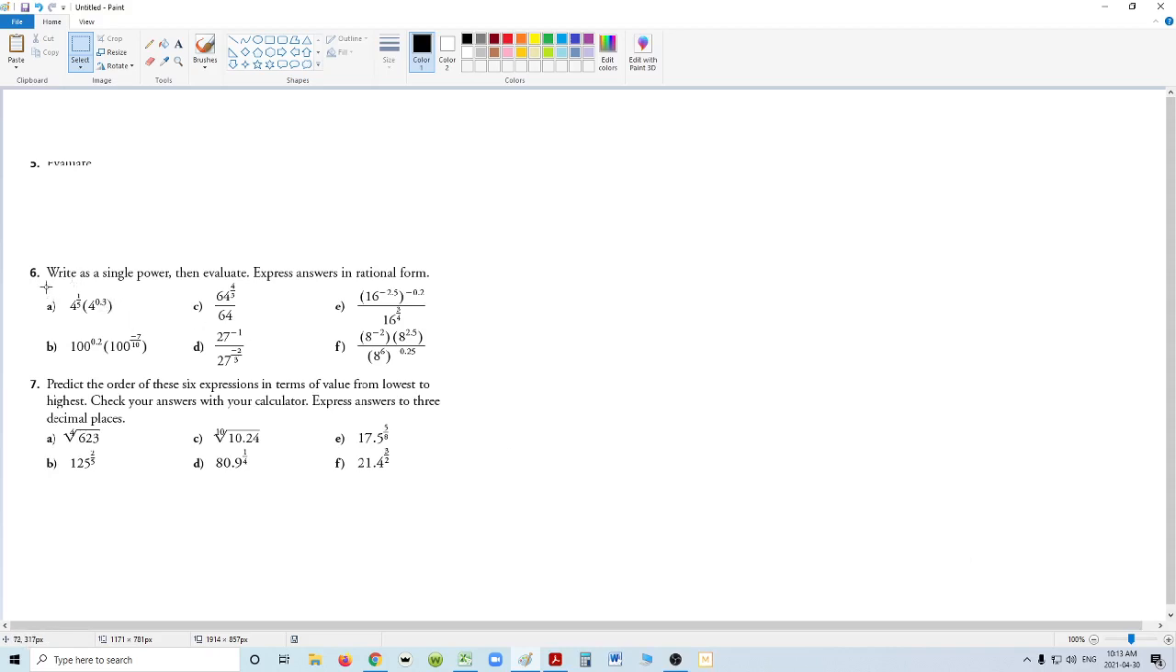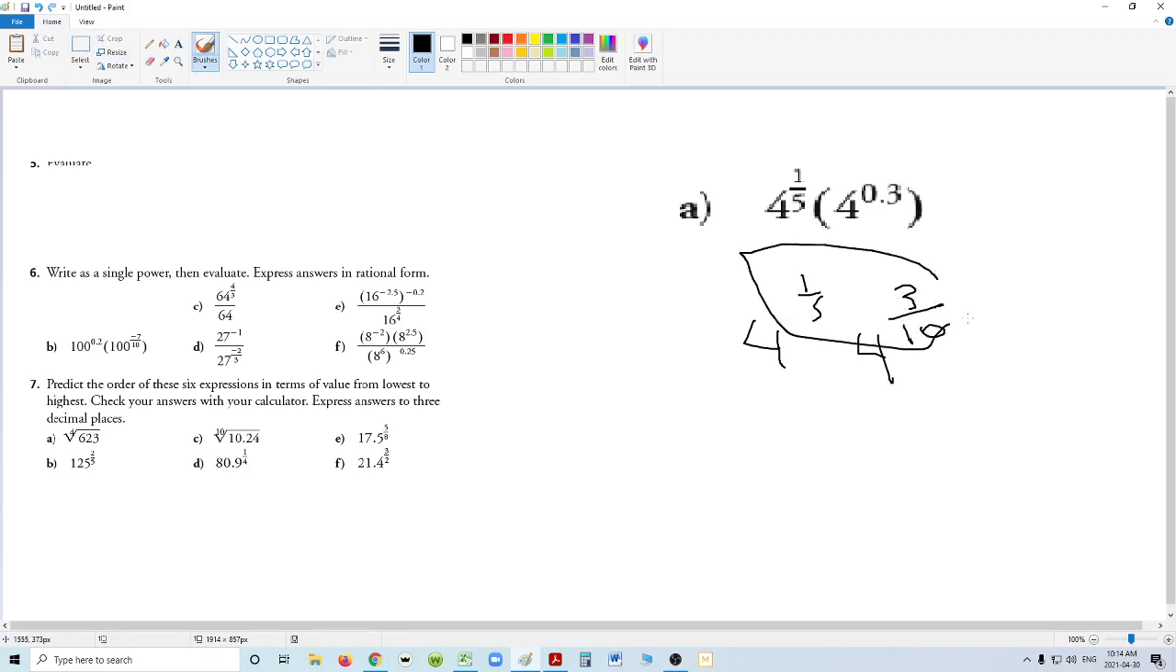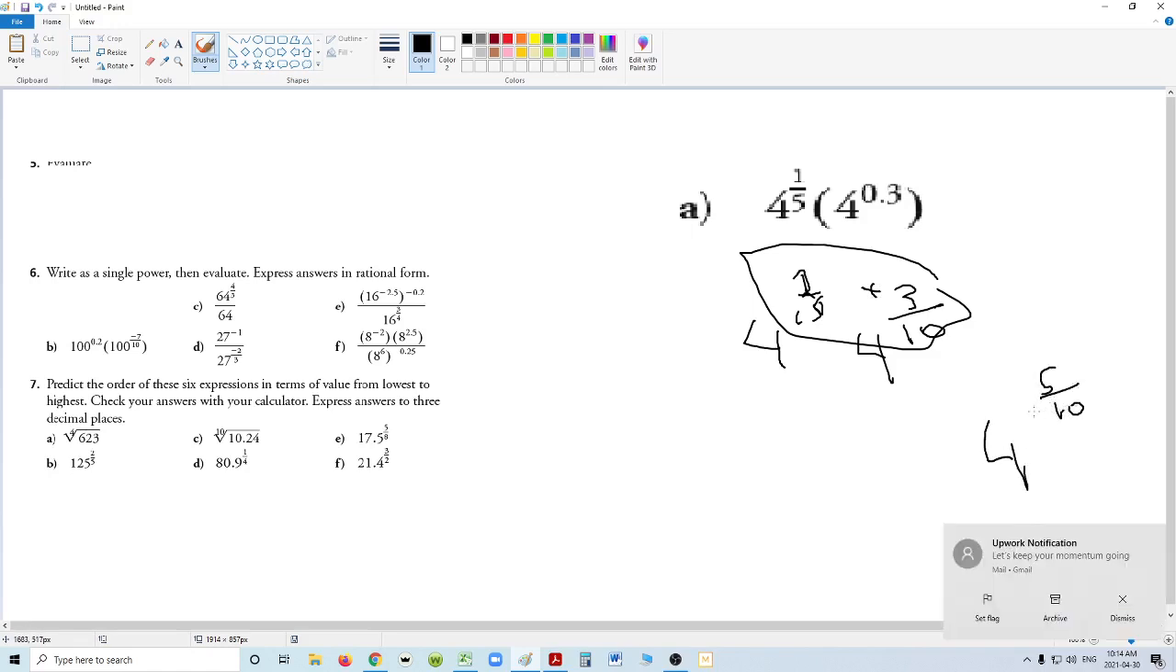Write as a single power, then evaluate. So kind of being mean. Here the secret is realizing that that second one is a third. They both have the same base. So you're allowed to add their fractions. Oh, 0.3 isn't a third, sorry. 0.3 is 3 over 10. So now if I add their fractions, I have to convert this to something over 10. So that's 2 over 10. If I add them, I get 5 over 10. So it's 4 to the 5/10. And that means 4 to the half, which means you can simplify that, which means the square root of 4, which is 2.